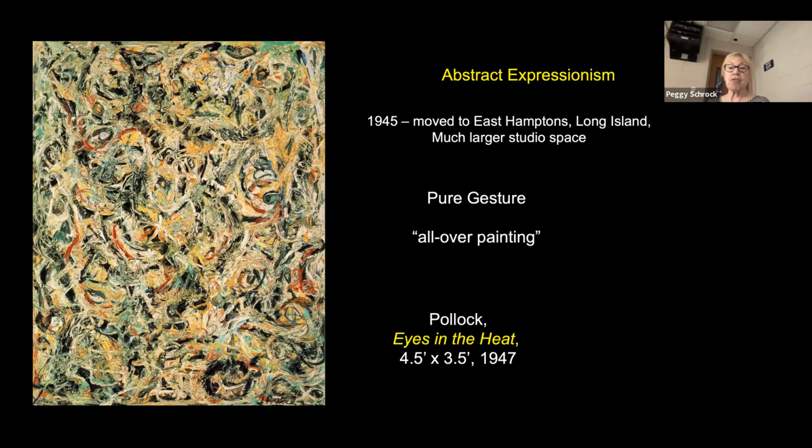Everything is gesture. This is not the drip paintings yet. They will happen this same year, but this one is not one. But he is creating new kinds of lines, new ways of layering, and still not very big, 4.5 foot by 3.5 foot. That's not particularly large for a Pollock, but it's the beginning of these works.